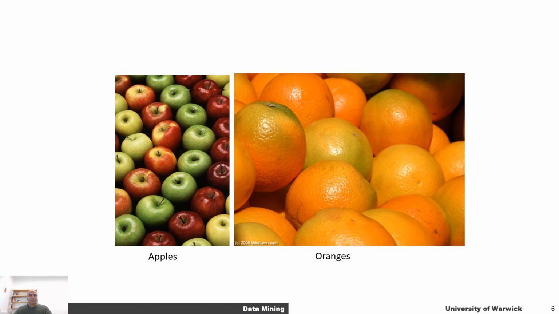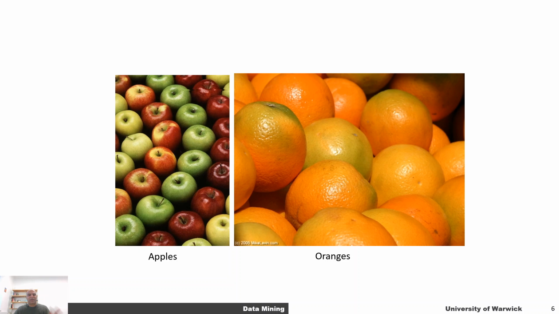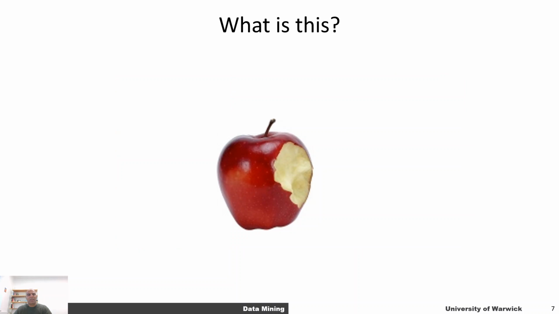Another example, a very simple one again, is on your screen. You can see some apples and you can see some oranges, and the question is very simple: what is this? Now, even if this is the first time you're seeing this particular picture on your screen, you would still be able to guess that this is an apple, although this is not a part of our training set. So this is pretty easy for us, right? Again, it demonstrates our inherent ability to generalize to unseen cases.